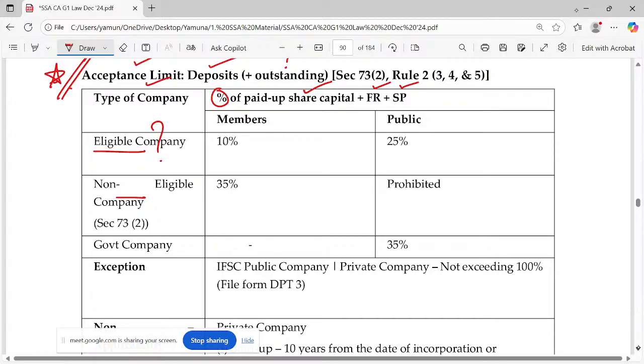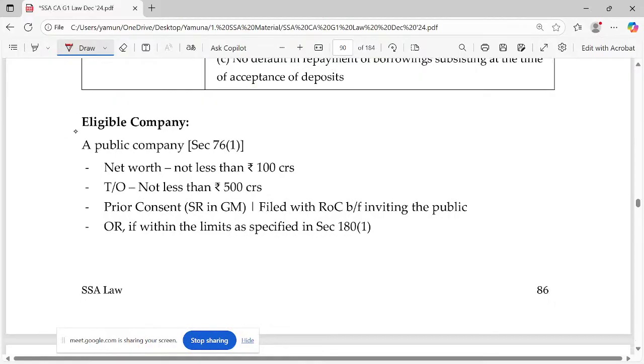Who is this eligible company? Probably you can scroll down, you can find it over here. This company is called an eligible company, which is nothing but a public company having a net worth of at least 100 crores and turnover of at least 500 crores. Priorly, which means before itself, it has got a special resolution passed in the general meeting. And not only that, it has filed with ROC before inviting deposits from the public. Or if the limit specified here is within the limits, like 10% and all we'll discuss here, then an ordinary resolution is sufficient. If you're exceeding this, you need to have a special resolution.